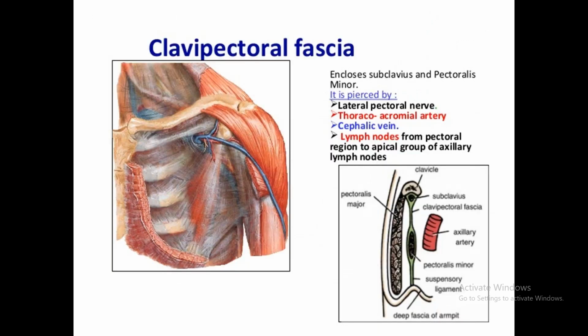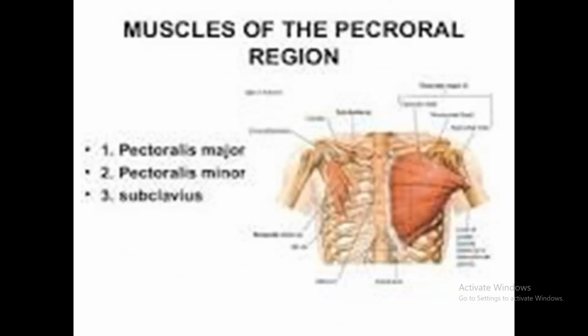Structures pierced by the clavipectoral fascia are the lateral pectoral nerve, thoracoacromial artery, cephalic vein, and lymph nodes from the pectoral region to the apical group of axillary lymph nodes. What are the muscles present in the pectoral region? There are three muscles: pectoralis major, pectoralis minor, and subclavius.